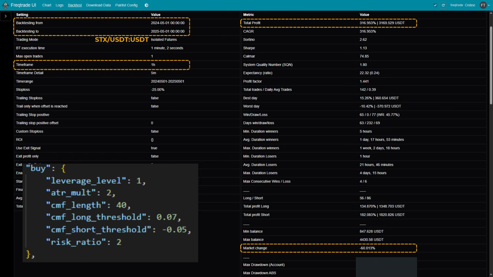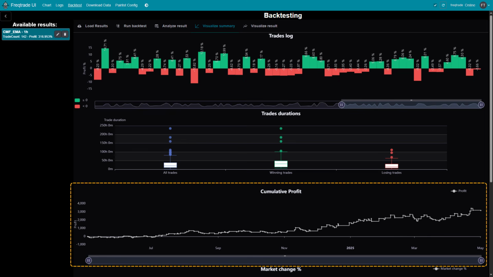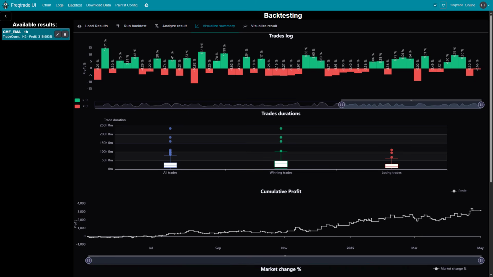The maximum drawdown was 22%, which shows that, while there were pullbacks, the overall profitability remained strong. Next, let's take a look at the visual summary of the results. As you can see, the graph is in a clear uptrend. This indicates the approach's ability to adapt to different market conditions.